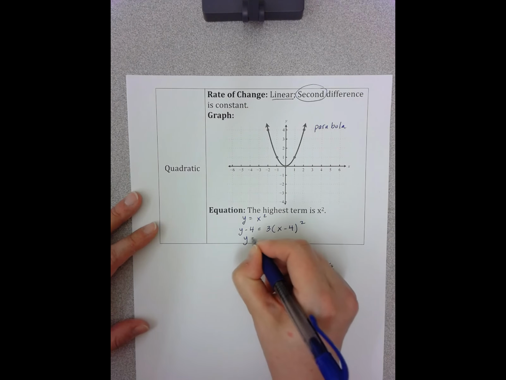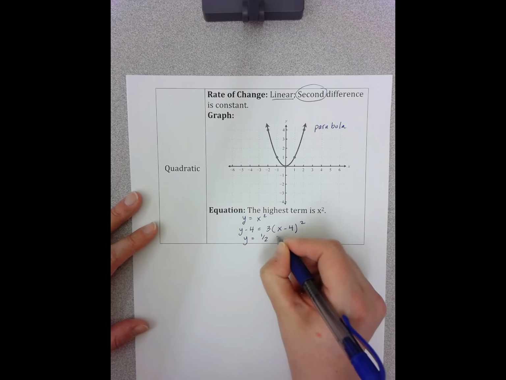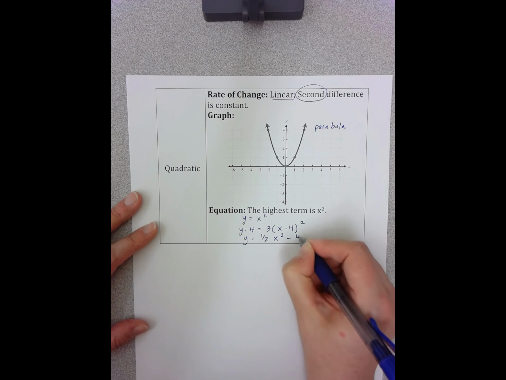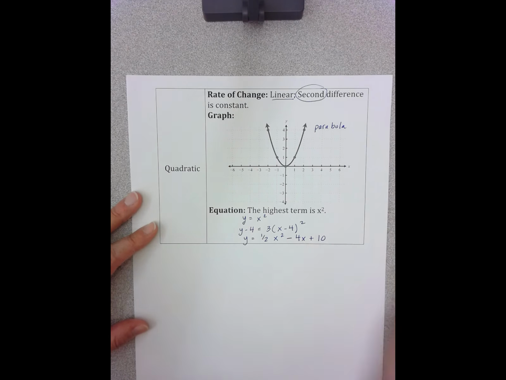Let's do one more example. So y equals 1/2 x squared minus 4x plus 10. All of those are quadratic, and represent quadratics and parabolas.